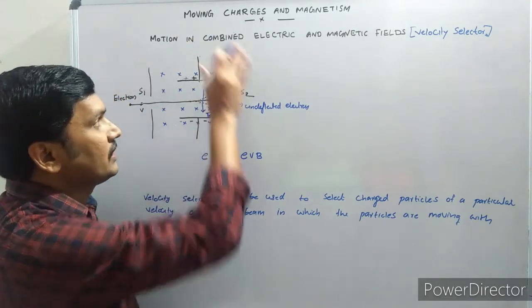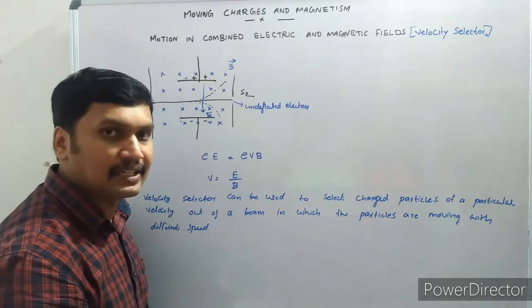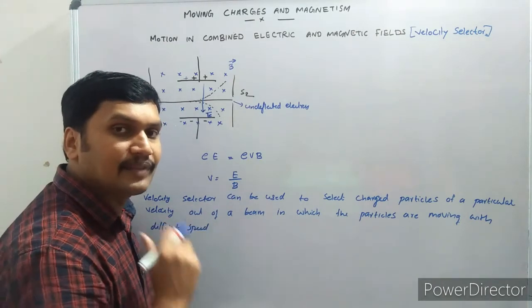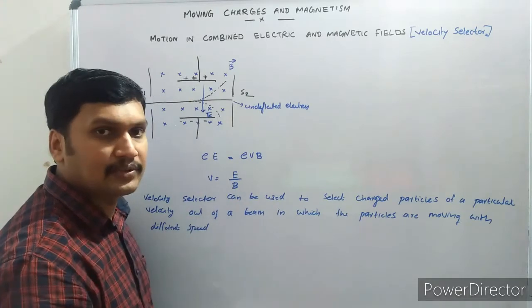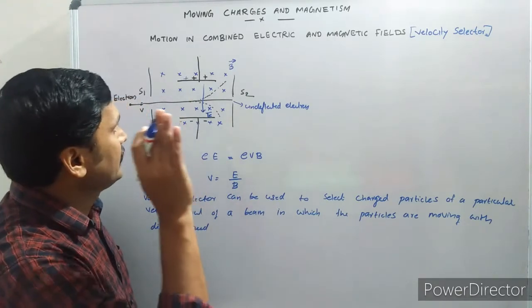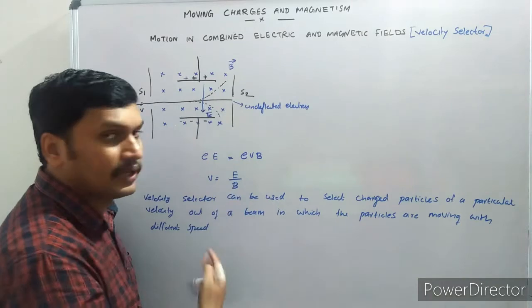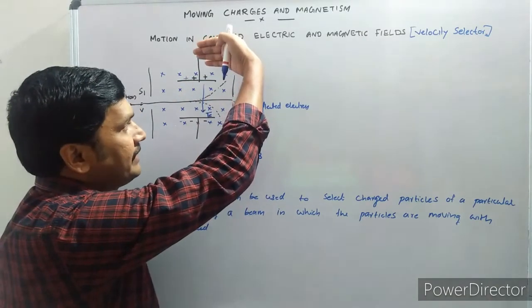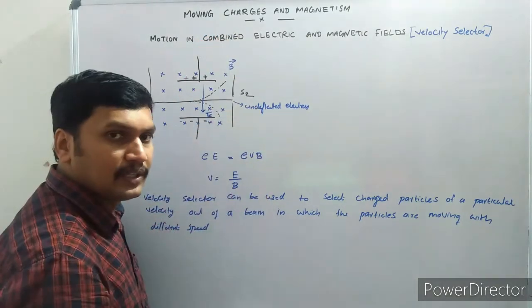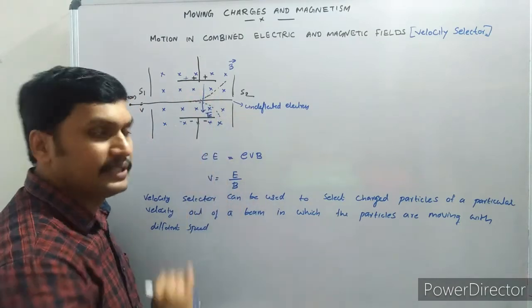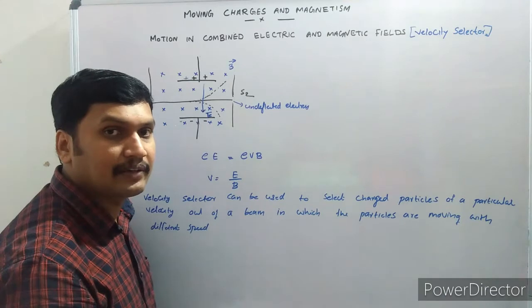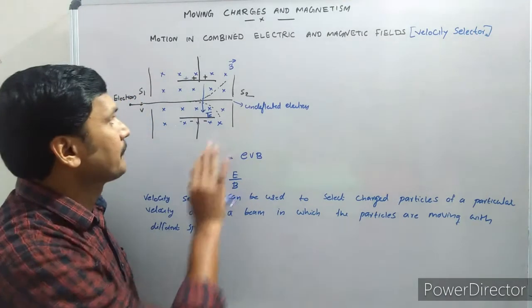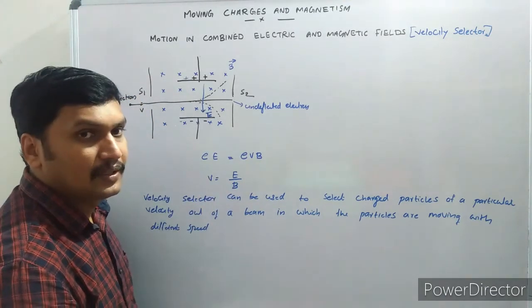So now in this region, we have a combined electric and magnetic field. Both are present in this region. They are perpendicular to each other, because the magnetic field is perpendicular to the plane of the board and the electric field in this diagram is parallel to the plane of the board. So the angle between E and B is 90 degrees. They are mutually perpendicular fields.